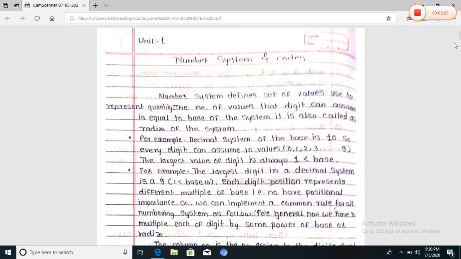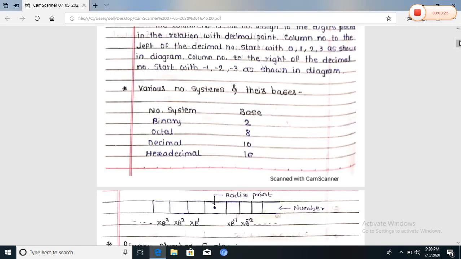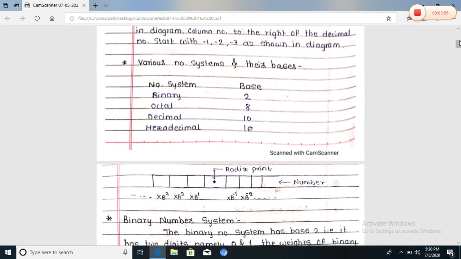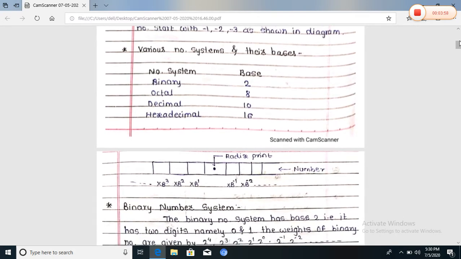So there are various systems and their bases. Binary number system has base 2, octal number system has base 8, decimal number system has base 10, and hexadecimal number system has base 16. A number system is a set of values used to represent quantity, and the number of values that a digit can assume is equal to the base of the system, which is called the radix of the system.